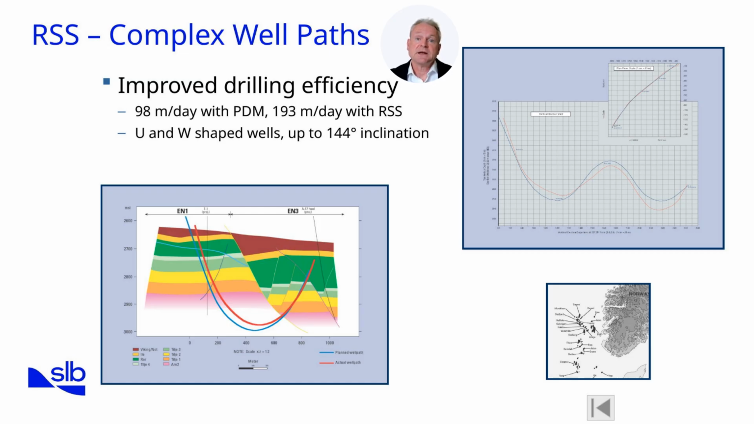In the plot to the right, you can see a W-shaped profile comparing planned and actual trajectory. RSS delivers smoother, more efficient curves, even at extreme inclinations. RSS can handle complex well designs that traditional BHAs struggle with. Another takeaway is reduced risk. Smoother holes lower the chance of pack-offs, stuck pipe, and tool failures. Complex paths are no longer prohibitive. With RSS, they can be drilled reliably and economically.